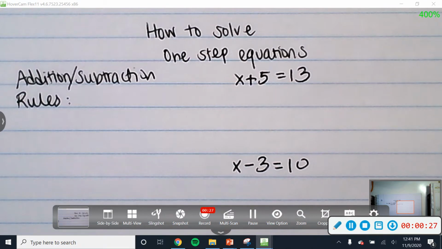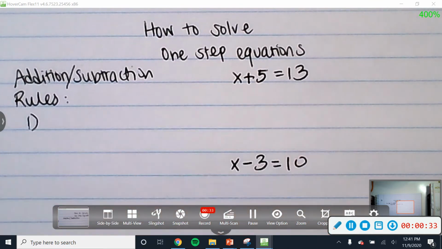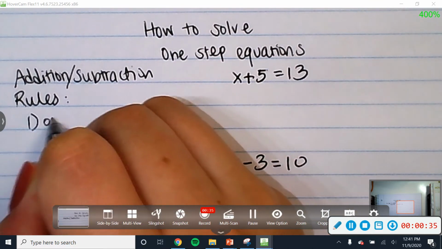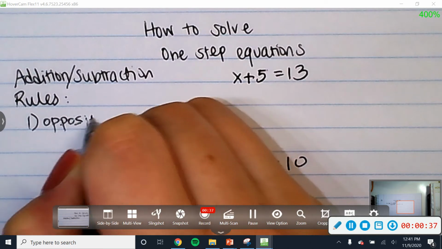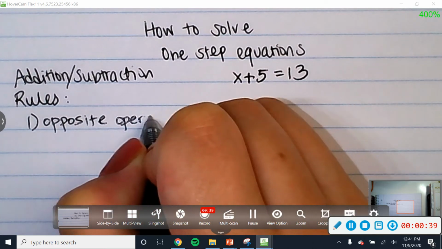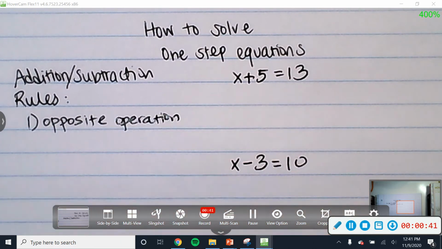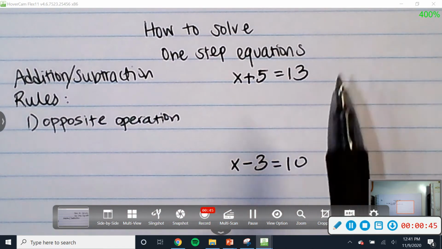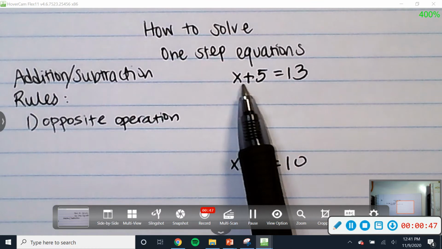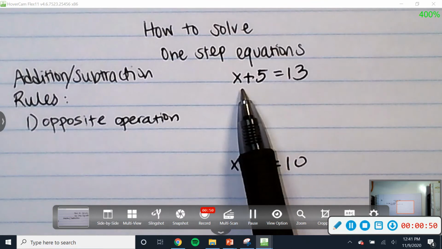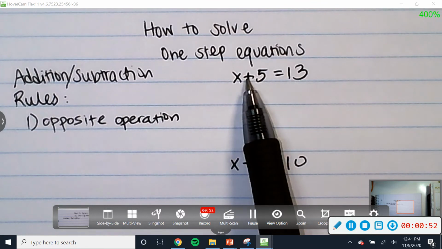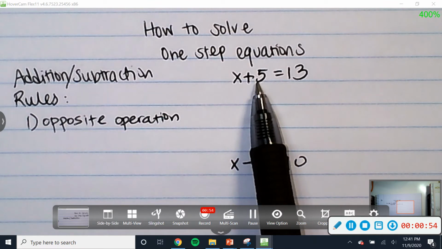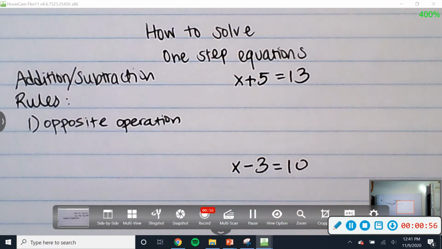For both of these problems, we're always going to follow the same two rules. Our first rule is that we always use the opposite operation to solve. Depending on what your problem looks like, you would be doing the opposite operation. For example, we have x plus 5. The opposite operation of addition, plus, would be to subtract. So we would use subtraction to solve.